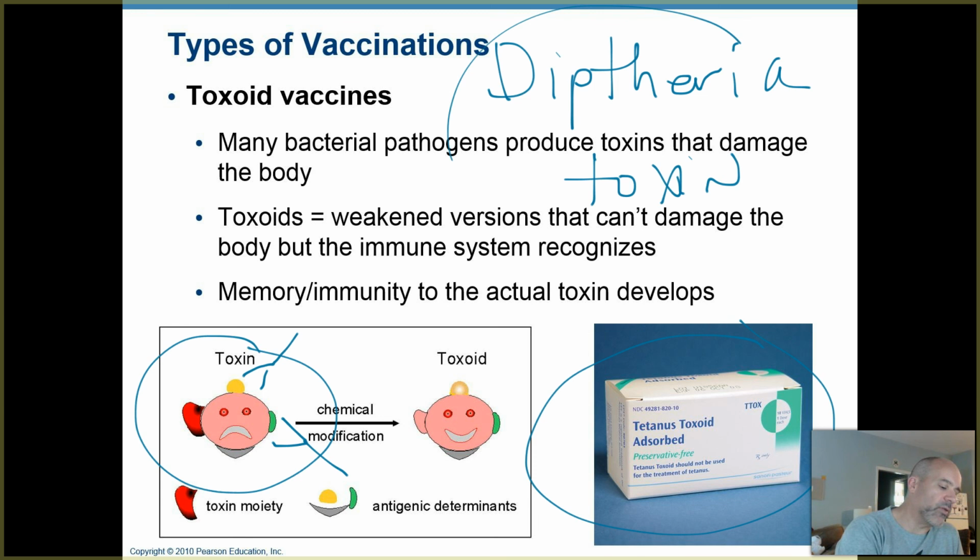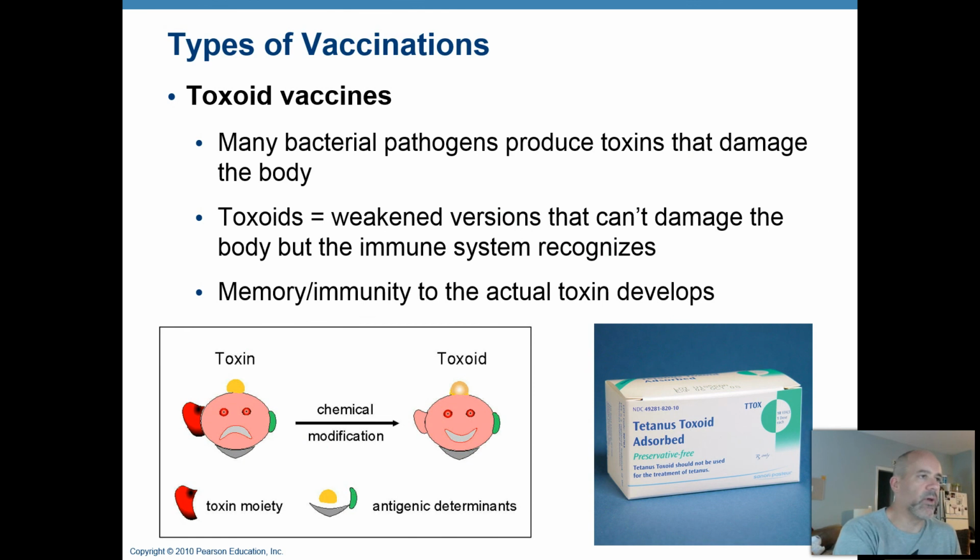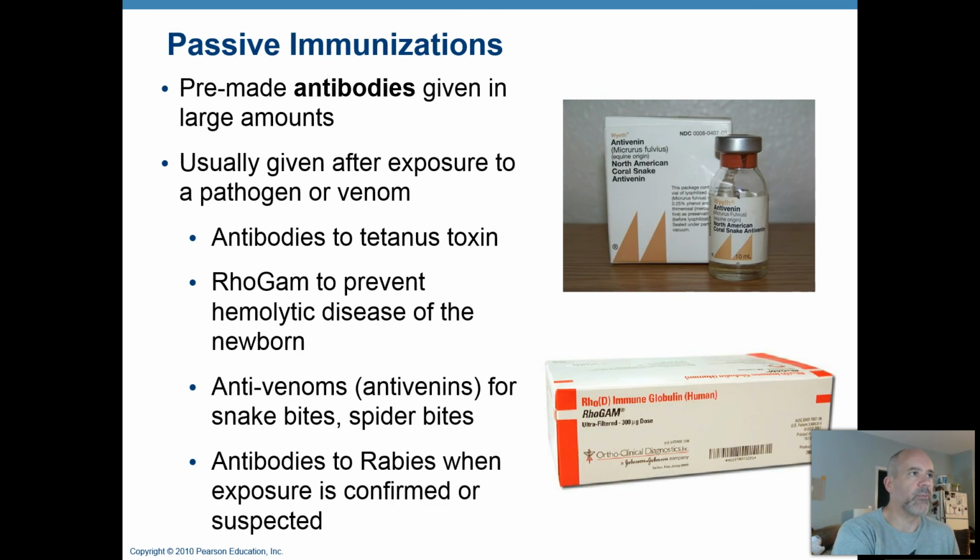So diphtheria is a really severe respiratory infection that used to kill a lot of little kids, and it's caused by bacteria that secrete a toxin called diphtheria toxin. So you get vaccinated in the same shot with diphtheria toxoid and tetanus toxoid that resemble the real toxins and stimulate you to develop immunity to those toxins. And so when you actually get exposed to the real bacteria, you're able to get rid of those toxins before they can harm you.